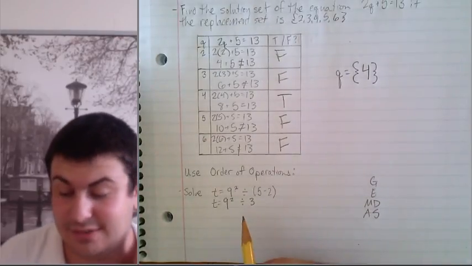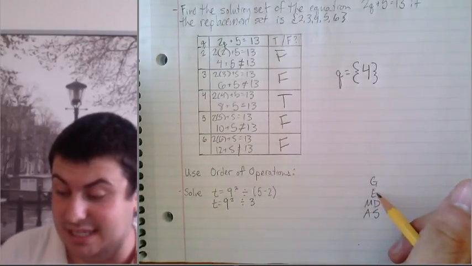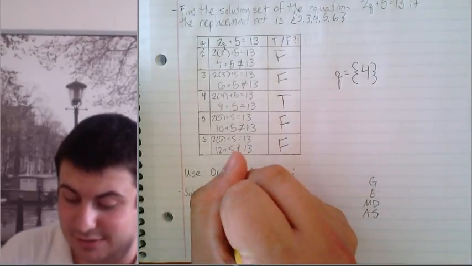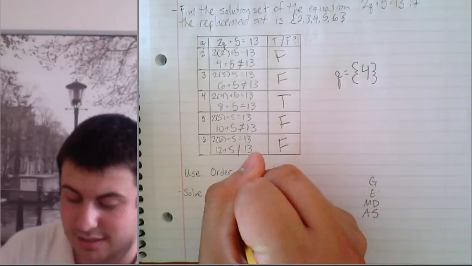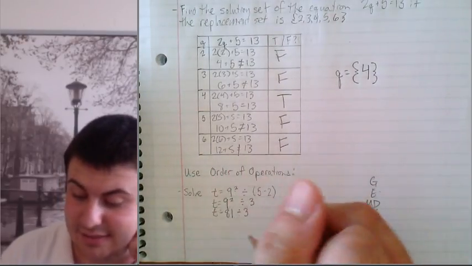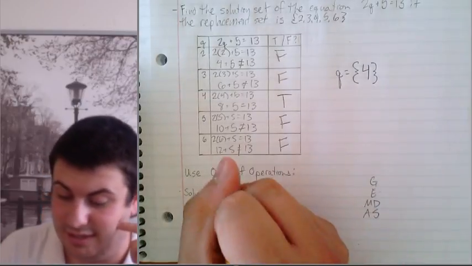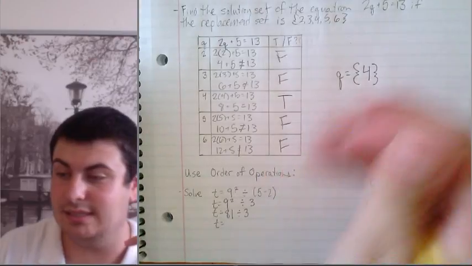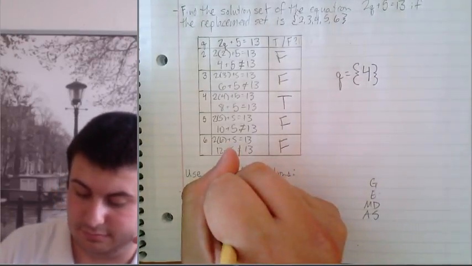Now, if we have 9 squared divided by 3, GE, next is going to come our exponent, so we're going to have t equals 9 squared, which becomes 81, divided by 3. Now we have what's left, t equals 81 divided by 3. We are left with t equals 27.